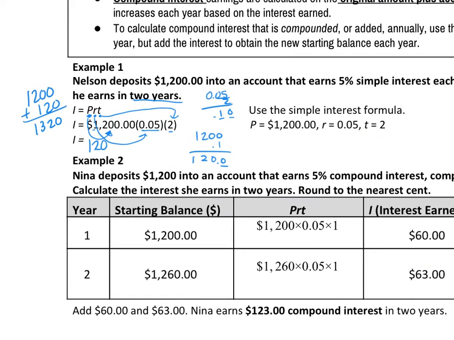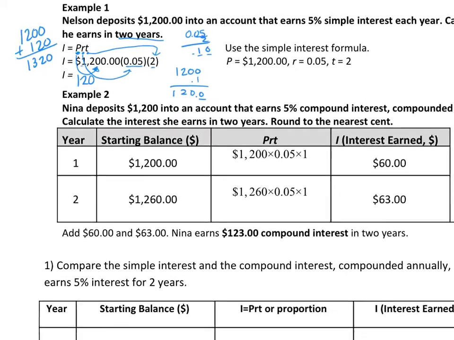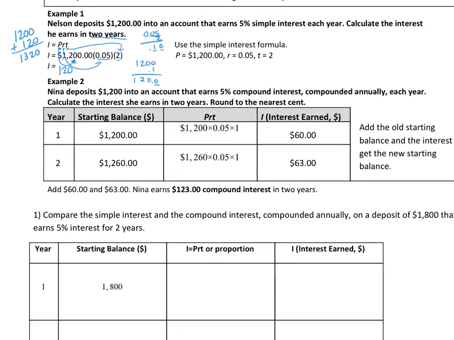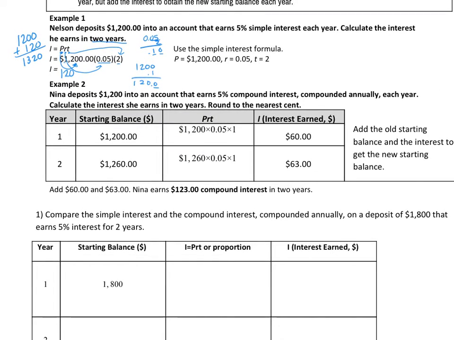Okay. So that's kind of how simple interest works. You set it up, you multiply it straight across, and then solve it. It's pretty simple. Okay, so now this one is a little bit harder. Nina deposits $1,200 into an account. She earns 5% compound interest. It's compounded annually each year. Calculate the interest she earns in 2 years.